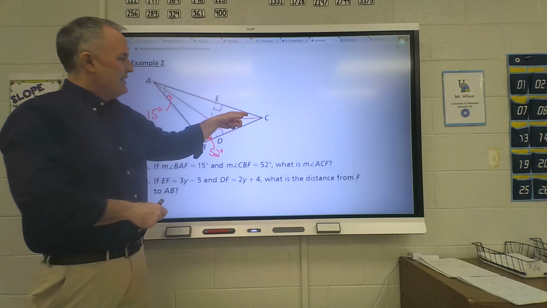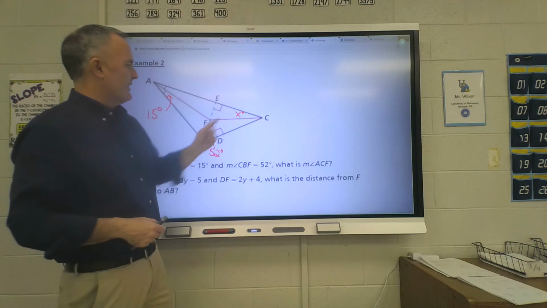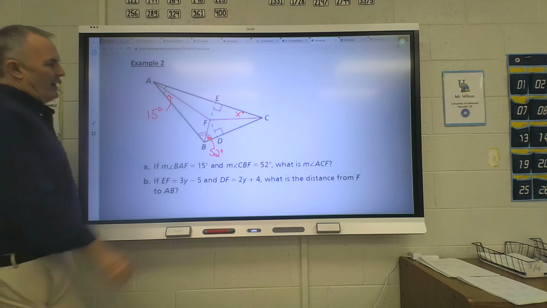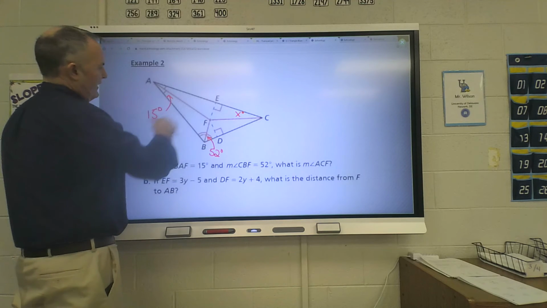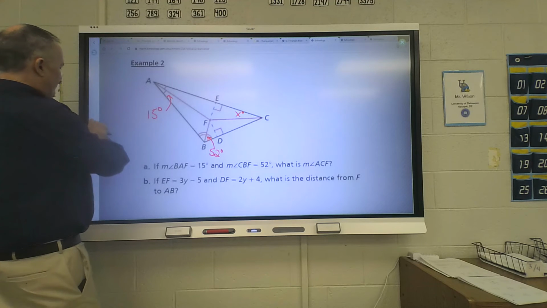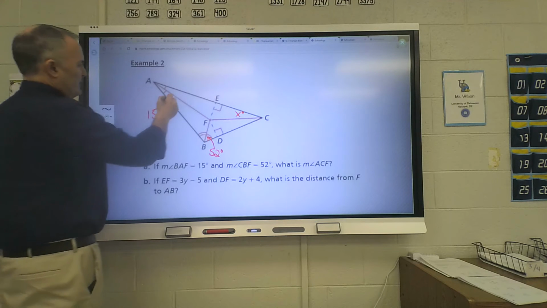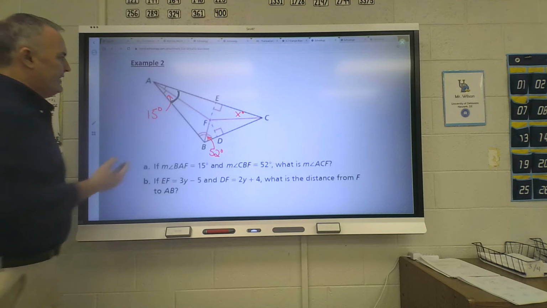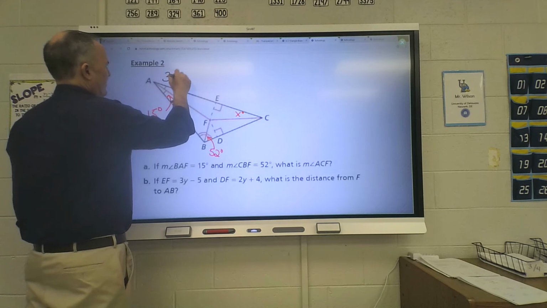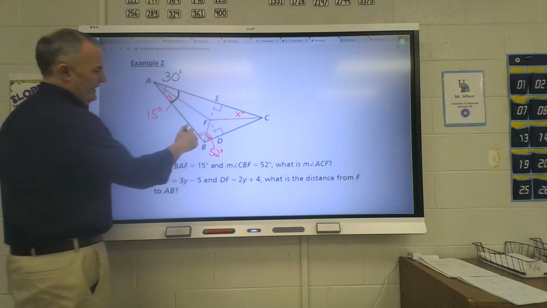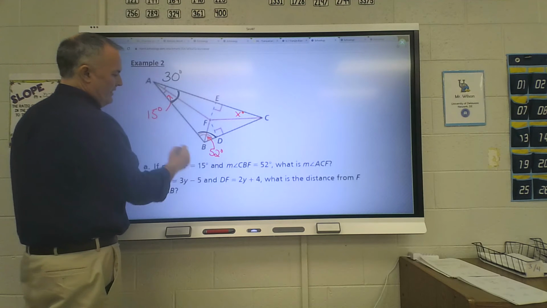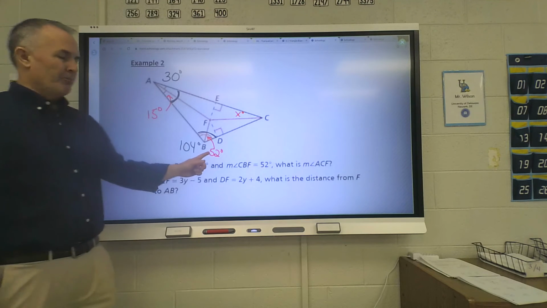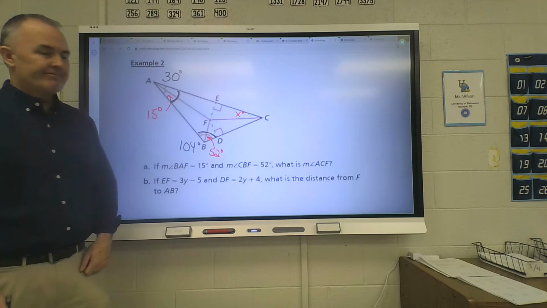Not the whole angle, just half of it, because remember, that's an angle bisector. All right, so we have an angle bisector. We know we have to solve for this angle down there. So that's 15 degrees. The best way to do this is, what will be the total of that big angle? Well, 15 and 15 would mean that angle is 30 degrees. This angle down here, the larger angle, would be 104 degrees, because 52 plus 52 is 104.